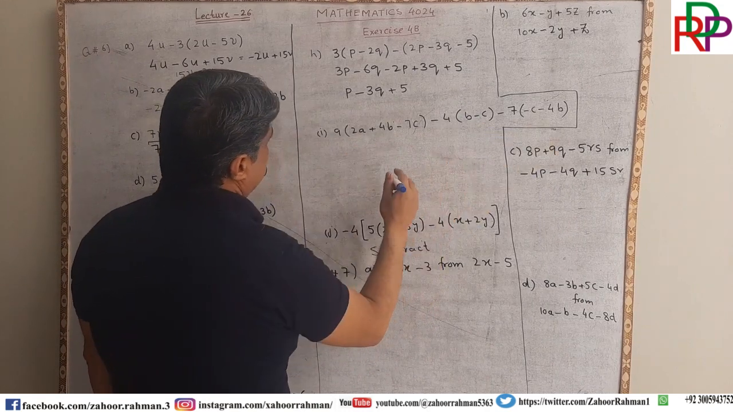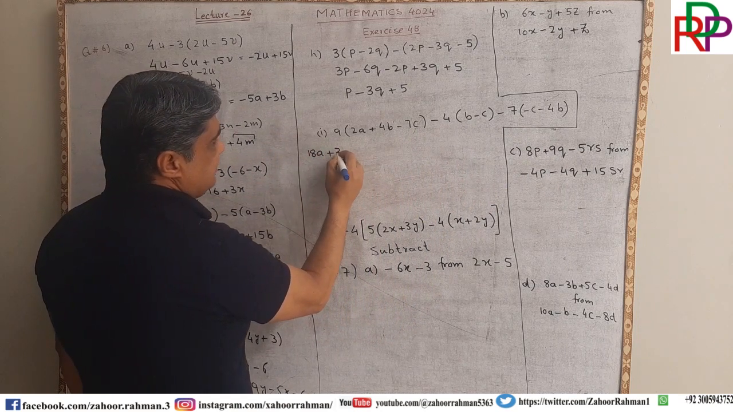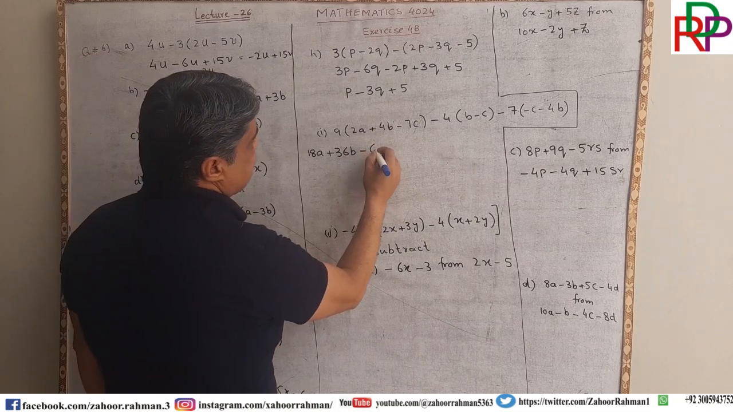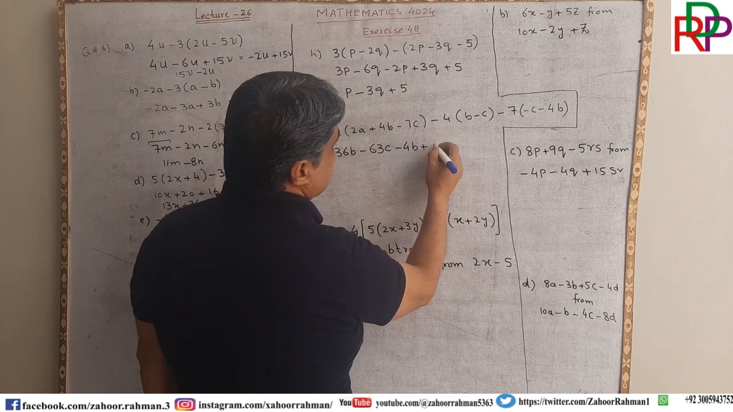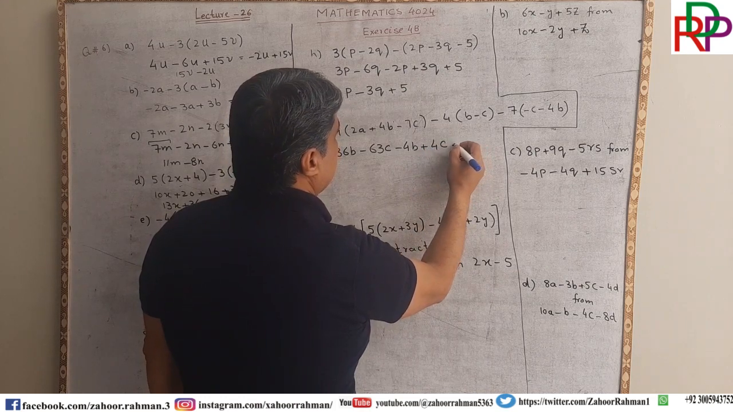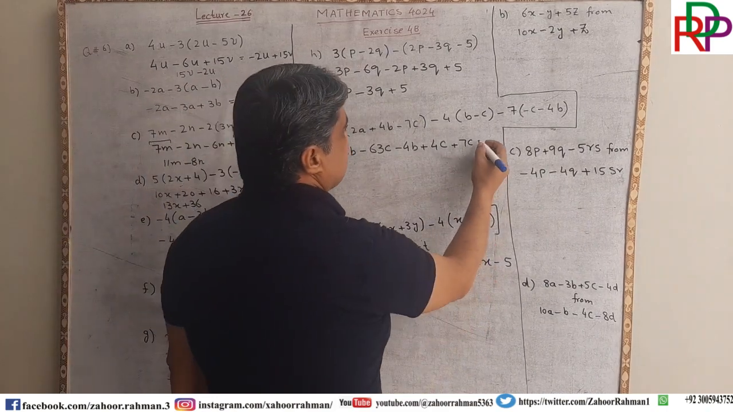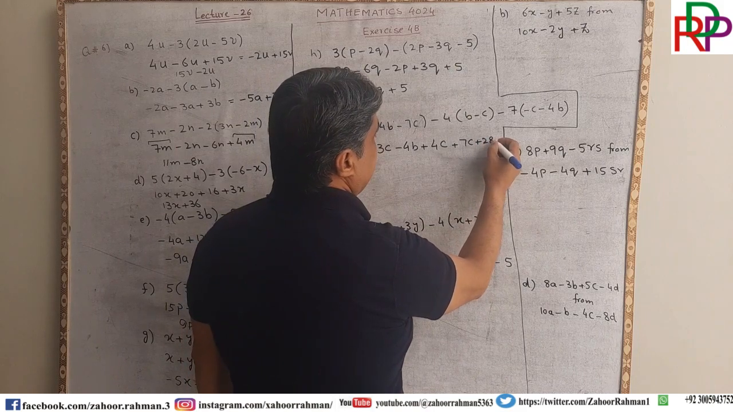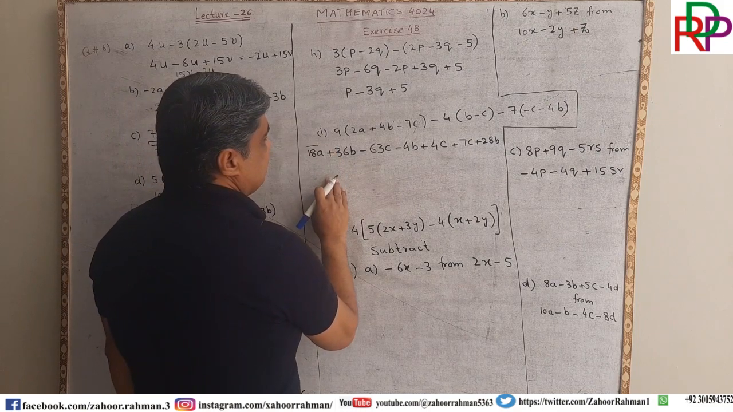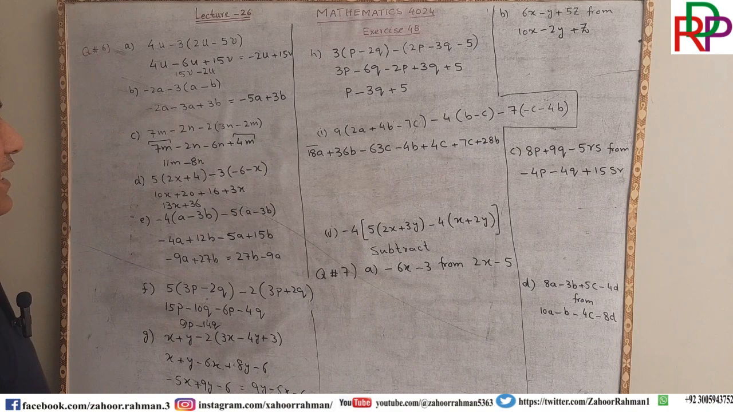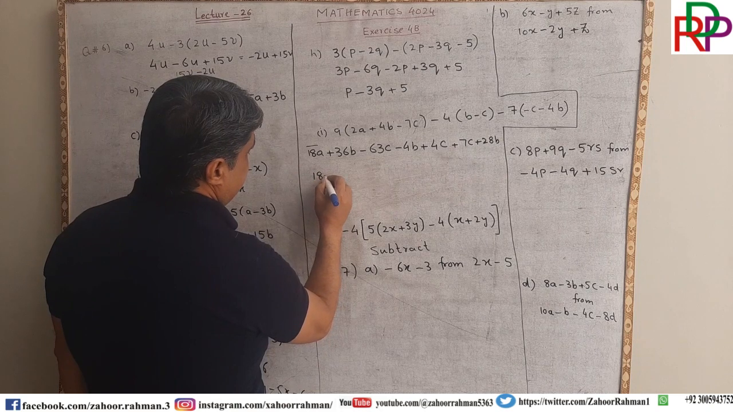Now this is a bit longer one. I am starting it from here. 18a plus 36b minus 63c minus 4b plus 4c plus 7c and then plus 28b. Now we have to find first, this one is a, and only one a is there. There is no other a. So we have to write 18a.